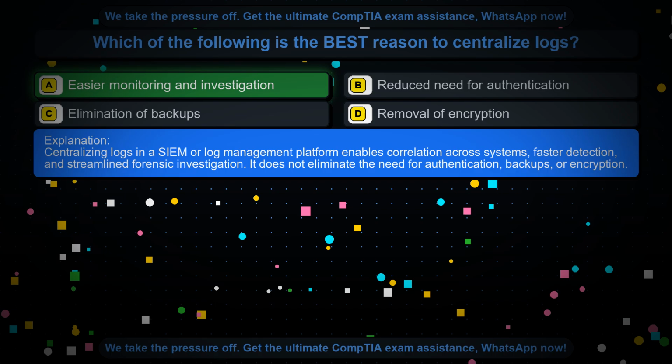OSPF is a link state routing protocol that builds a topology database and calculates shortest paths. RIP is distance vector, BGP is path vector, and EIGRP is an advanced distance vector protocol.